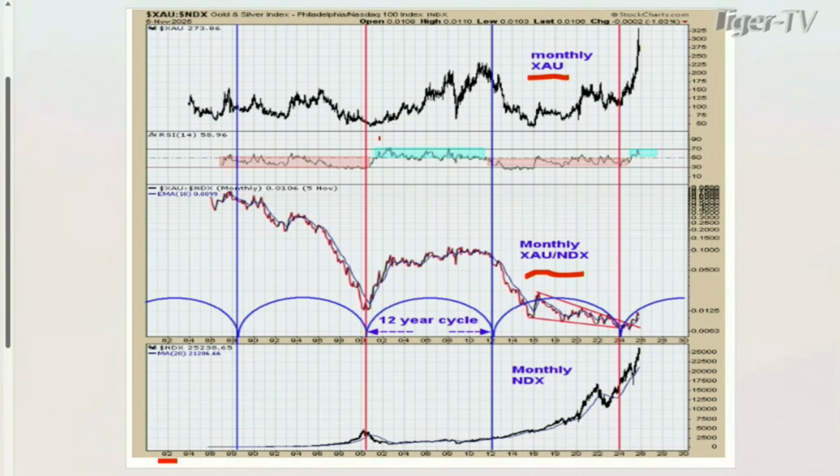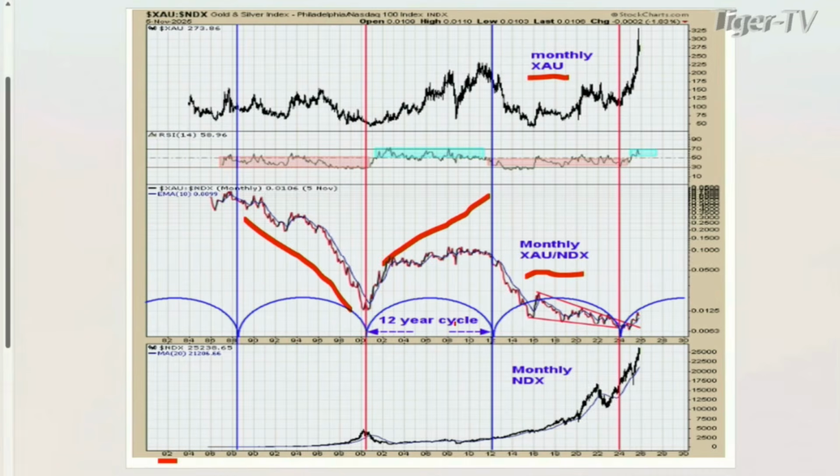In uptrends, in other words, when this ratio is in an uptrend, the RSI in general stays above 50. When the ratio is in a downtrend, in general, the RSI stays below 50. From about 1989 to 2000, in general, this ratio went down. In other words, gold stocks were underperforming the NASDAQ stocks. So you should be in the NASDAQ when this ratio is going lower, and from 2000 to 2012, in general, this ratio went higher and the RSI stayed above 50.